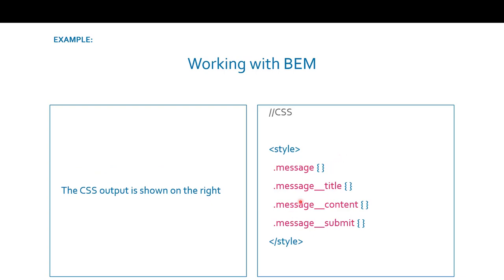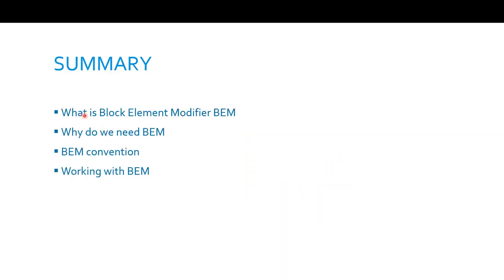So this is the output style. We've seen the output style. So let's just conclude. To summarize, we looked at what block element modifier is all about. It is a naming convention that allows us to work properly with a CSS project or Sass project. Then we looked at why we need BEM. BEM provides a common standard, a common naming convention that everybody can use in a project. Because it's a common foundation, everybody understands the same language, and everybody is working using the same template provided by BEM. So we saw the BEM convention, and we saw how to work with BEM.